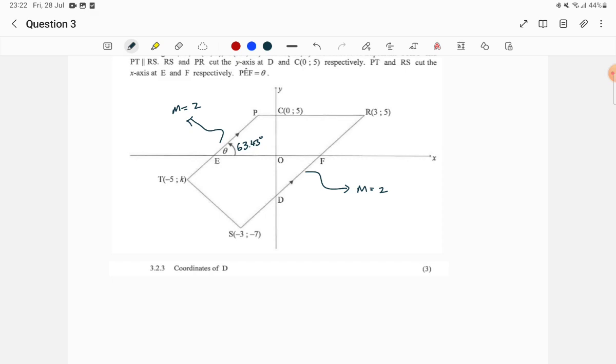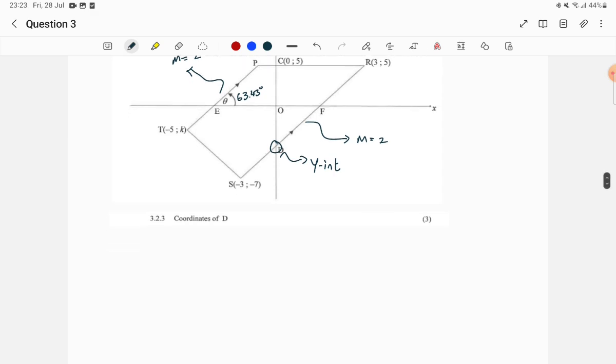the line RS, because we have the gradient, we have 2 points. So ideally D here would just basically be our y-intercept for that line. So in order for us to get that, the one way we can do this is we can say, okay, let's work out the equation of the line, and that would basically be our C value. So let's go ahead and do that.